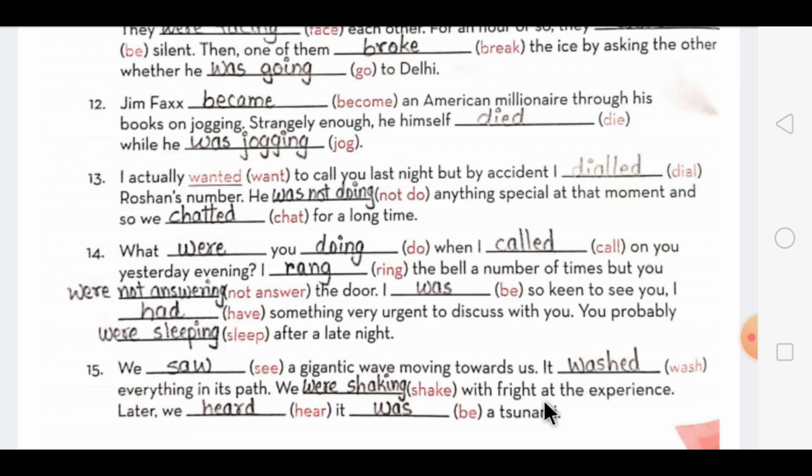So dear students, I hope you would have understood these two tenses which I explained over here. So you have to write these two textual exercises, all the textual exercise, with a pencil in the textbook itself.